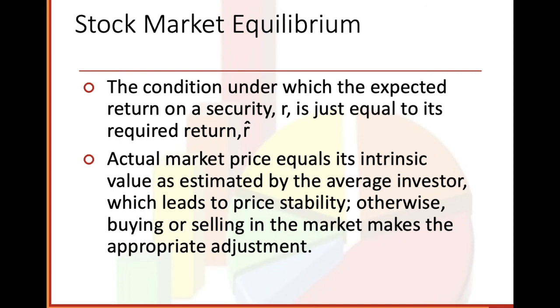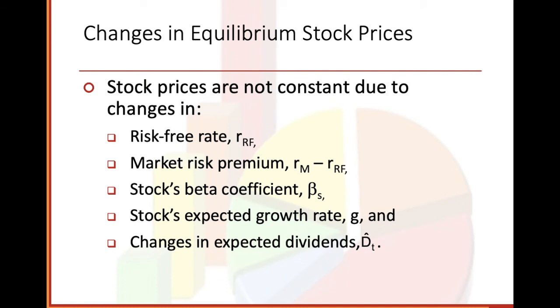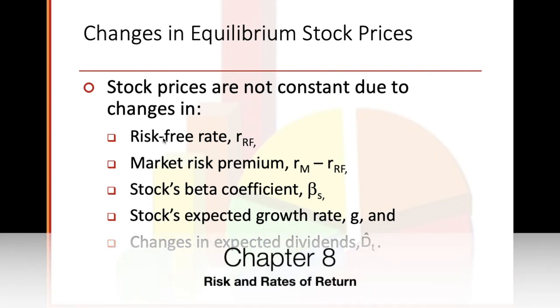Change in equilibrium. Stock prices are not constant due to changes in the risk-free rate, market risk premium, stock's beta coefficient, stock's expected growth rate, g, and changes in expected dividends. I like the way this is set up right here because it really explains the risk-free rate and then the market risk premium. Okay, the betas. This is really nice. If you get a chance, screenshot this or take a picture of it because this is a really good explanation of it.